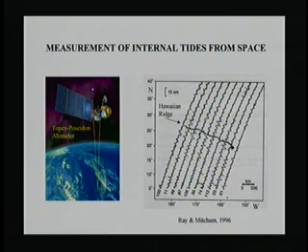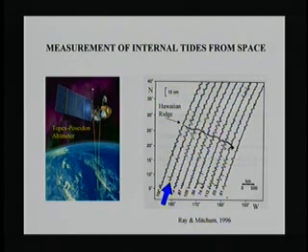Now, since that time, the measurements from space have become more quantitative, and in 1996, Ray and Mitchum actually used Topex Poseidon altimeter data. This is a spacecraft that sends a radio signal down to the ocean surface, measures the time it takes to get there and come back, and from that it can measure the height of the ocean surface.